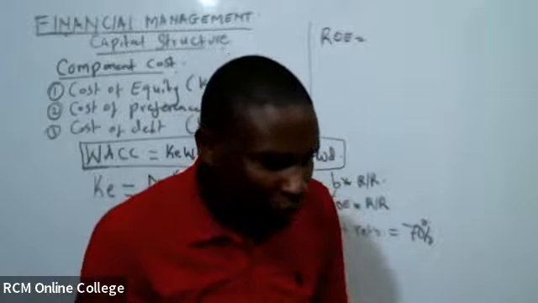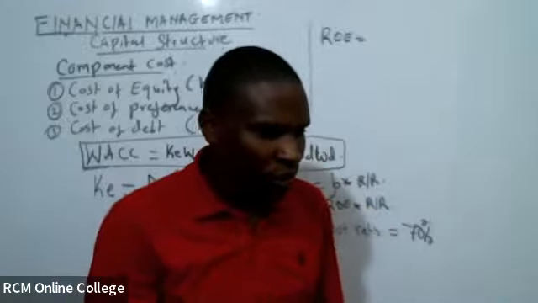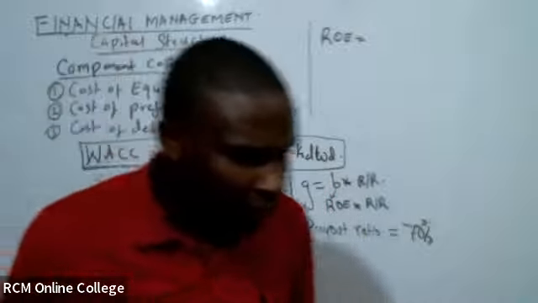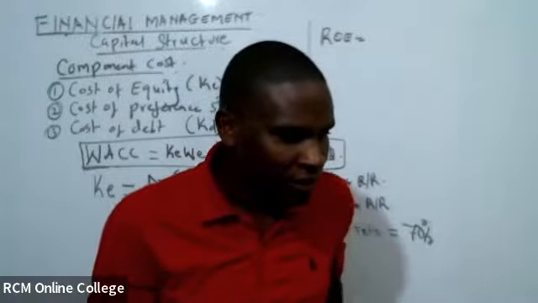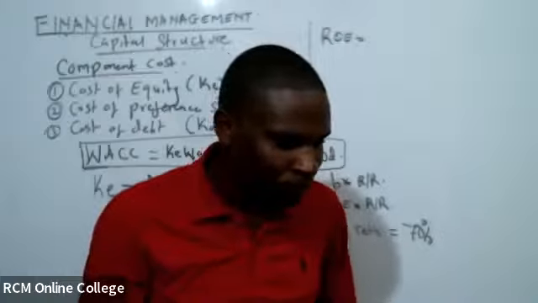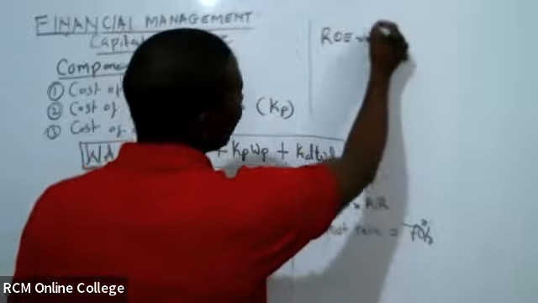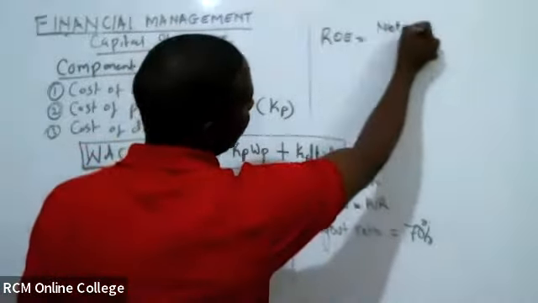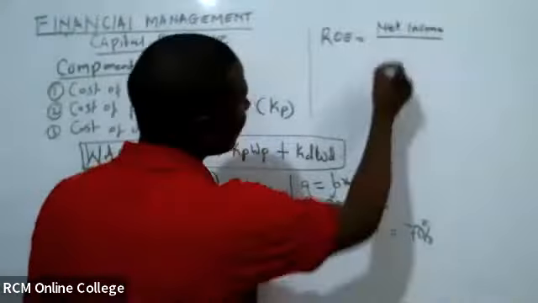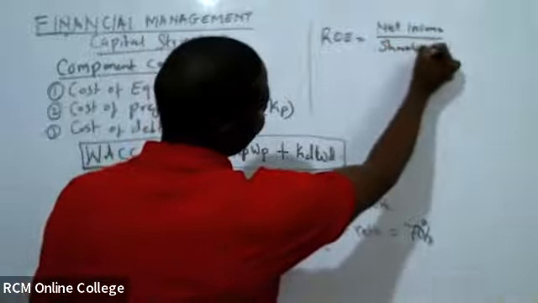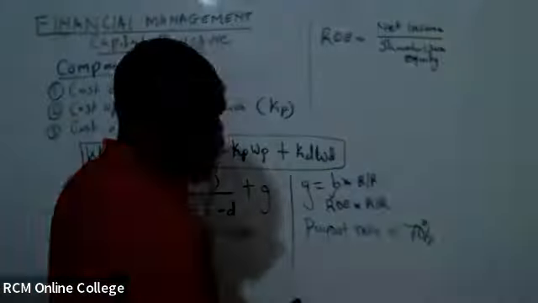Robinson tells me profit after tax, and then you divide by shareholders equity, over capital times 100. Those are two responses. Good. To get ROE, we need to get the net income. Net income divided by the shareholders equity.